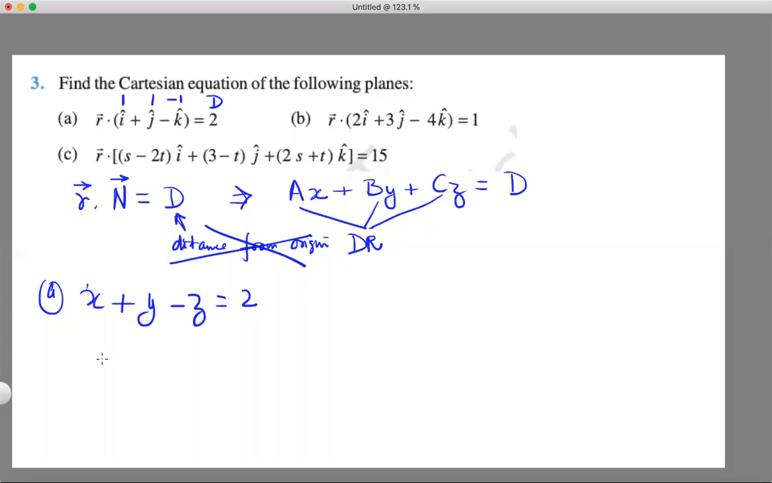Okay, now let's do the second one also. So second one is exactly the same problem, there is no difference, right? So we can just write plus 3y minus 4z is equal to 1. Okay, as simple as that. Now this, look at this one.